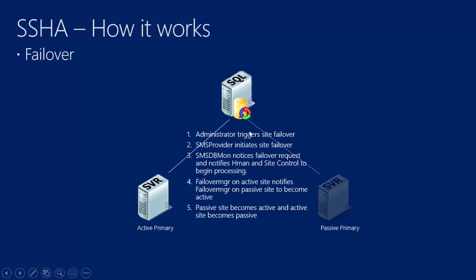So the administrator triggers the site failover. SMS provider sees the admin do that, and then initiates the site failover. SMS DBMon notices the failover request and notifies HMAN and site control to begin processing. Finally, failover manager on the active site will notify failover manager on the passive site to become active. The passive site now becomes active and the active site becomes passive, and that's the way it works. You'll see a bit more detail as to that process here in just a bit.